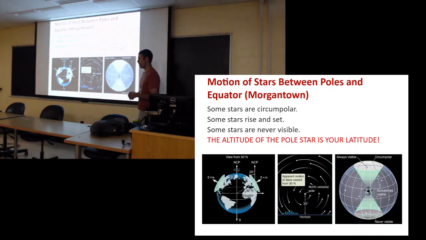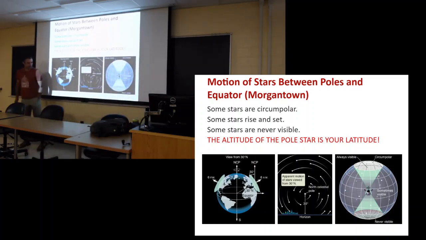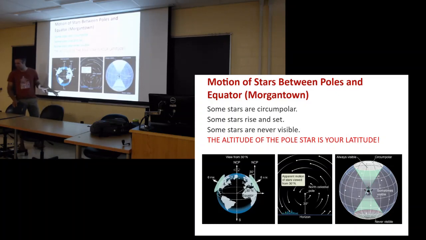At our middling latitudes here, we're at about 39 degrees north latitude. We have a mixture of what you see at the North Pole, circumpolar stars, and what you see on the equator, stars rising and setting. Importantly here, the altitude of the North Celestial Pole, meaning the angular distance from the horizon to the North Celestial Pole, is your latitude on Earth.